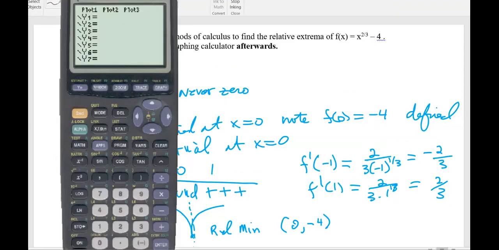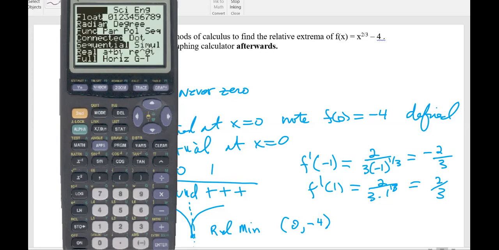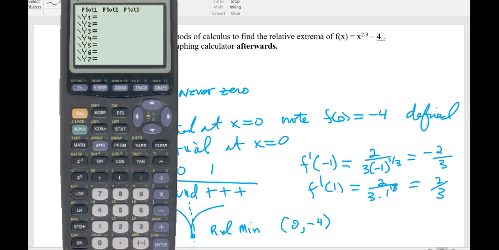All right, let's put our function in here. And make sure you're in radian mode when you do this, if you involve trig functions, and you don't want to get unexpected results. Okay, and -4. Let's just do a zoom standard and see what happens.